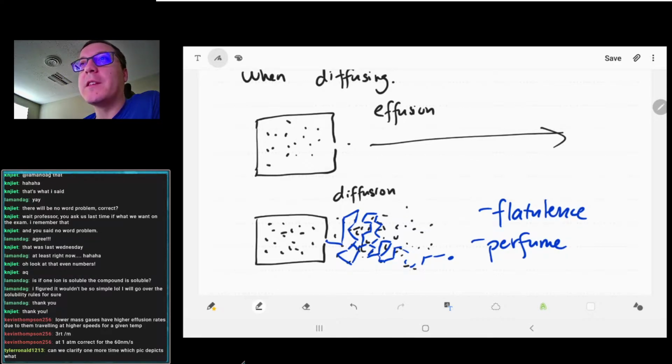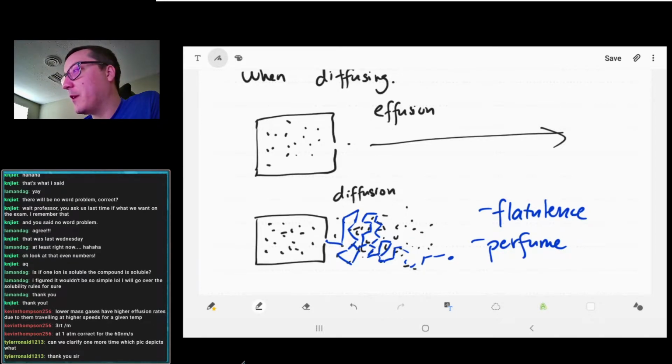So effusion and diffusion are kind of the same thing. Effusion is something moving into an area where there is none of it already. With diffusion, there could be stuff already there.